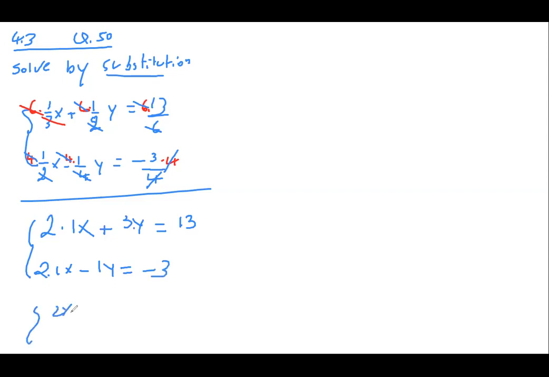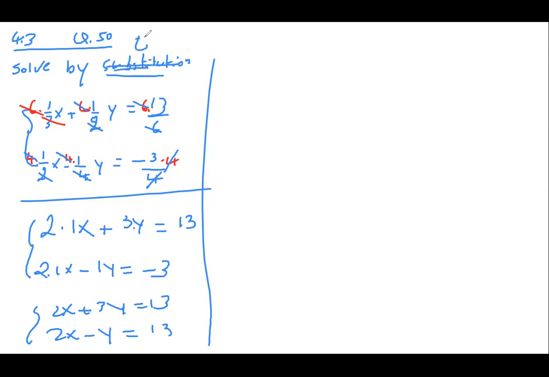So it's 2x plus 3y equals 13. And over here, 2x minus y equals 13. Now the method here was actually by elimination, not substitution. Substitution is what we did earlier. So this is by elimination.